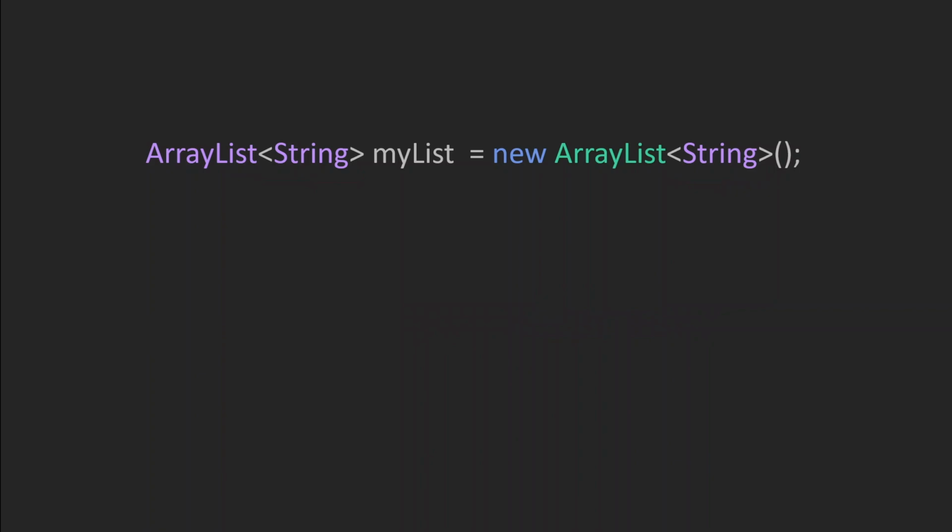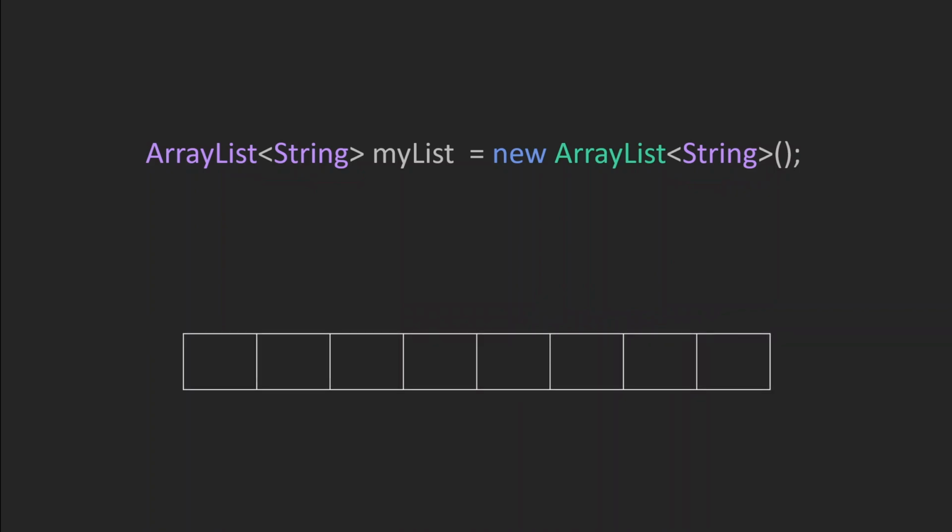Given that the ArrayList is based on an array, we can portray it as a single row of cells. And similar to the array, the ArrayList also uses zero indexing, meaning the first element is at index 0.